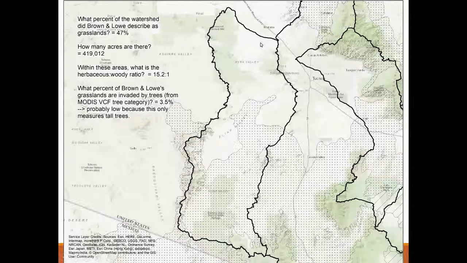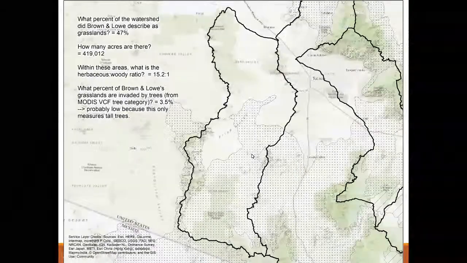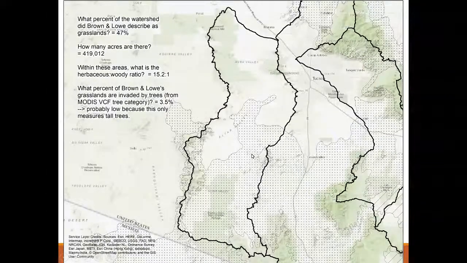And then within the whole HUC 8, we calculated the herbaceous to woody ratio, or woody to herbaceous ratio, depending on how you do it, within just that Brown and Lowe ecosystem of that HUC 8. So that's this number here, the 15.2 to 1.